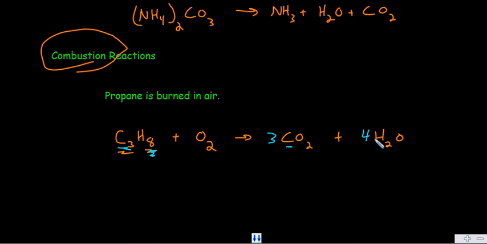And how many oxygens? Balance that last because there's oxygen in 2 products. Let's see, we have 3 times 2, we have 6 oxygens here, and we have 4 times 1, we have 4 oxygens here. We need a total of 10 oxygens. How many O2s? We need 5. And this is balanced.